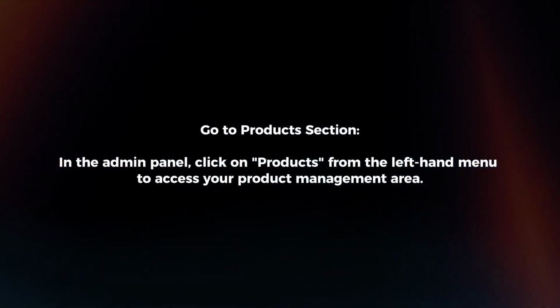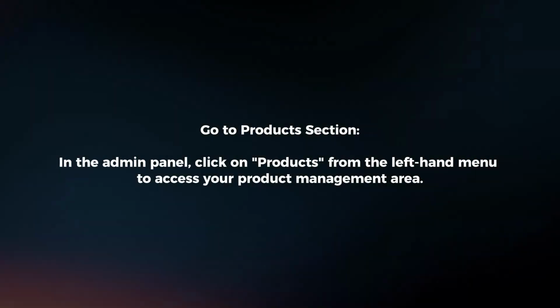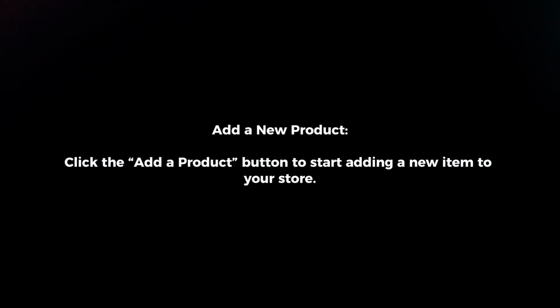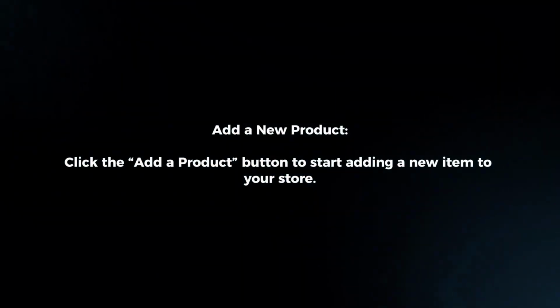Go to Product section. In the admin panel, click on Products from the left-hand menu to access your product management area. Add a new product. Click the Add Product button to start adding a new item to your store.